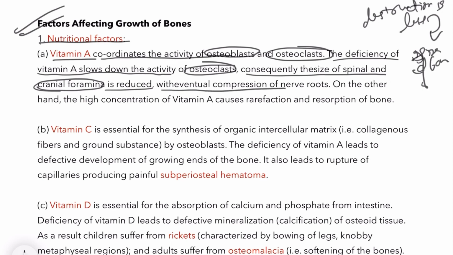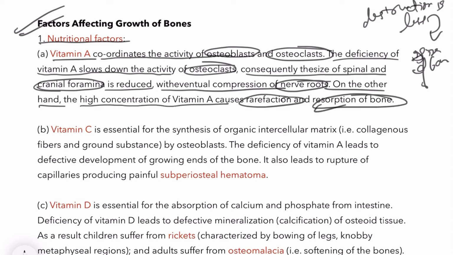With eventual compression of nerve roots. On the other hand, a high concentration of vitamin A causes rarefaction and resorption of bone. Rarefaction of the bone means what? Thinning of bone. Getting it? So if the concentration is high, then also it will do this, leading to loss of bone, like muscle waste, bone waste.